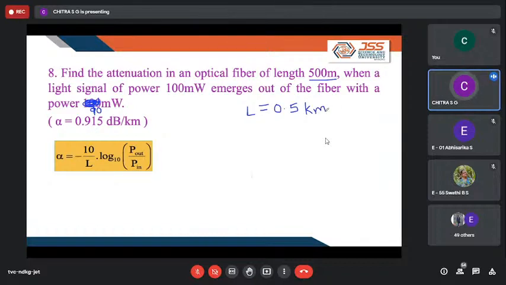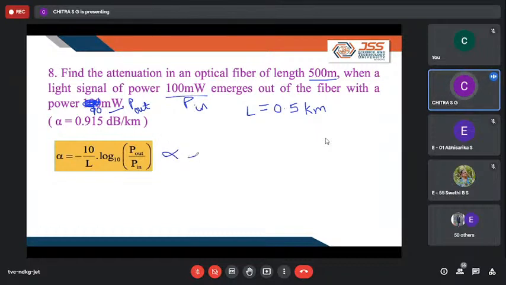Now which is P in and which is P out? The input power P in is equal to how much? 100 milliwatt. Yes. So 100 milliwatt is your P in and 90 milliwatt is your P out. Now you can directly substitute and calculate alpha. Alpha is minus 10 by L log to base 10 P out by P in. Here both the powers are given in milliwatt. You have to convert them into watt, 10 raised to minus 3. When you convert, both will get cancelled.